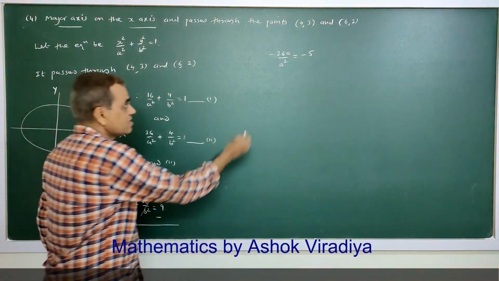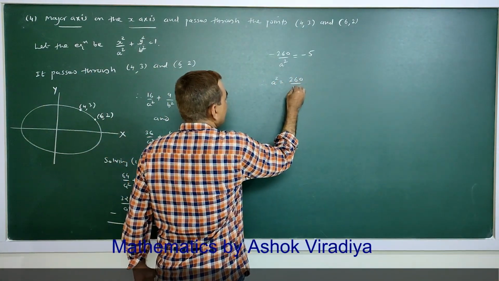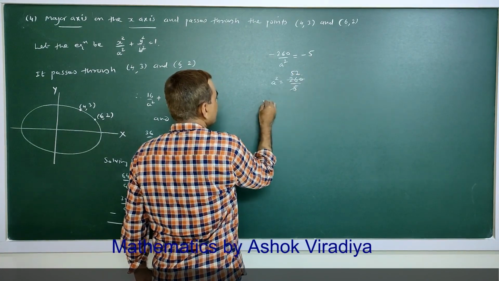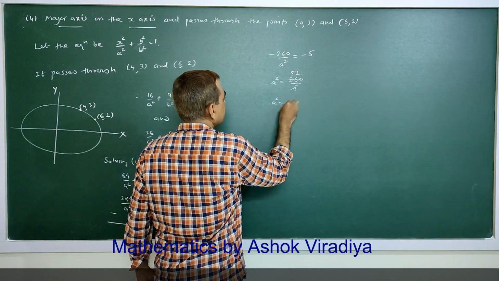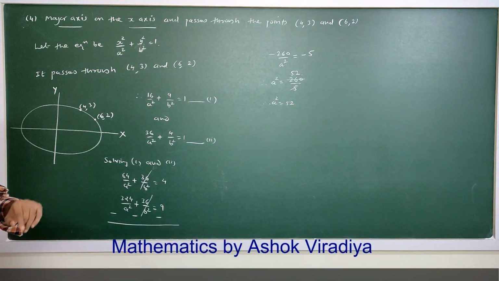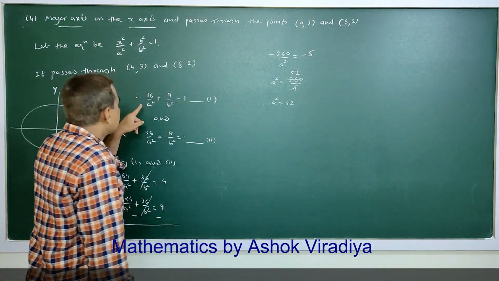So that is a square equal to 260 upon 5. So 5 into 5, 25, 2. So a square is 52. Now we are putting in equation either 1 or 2.